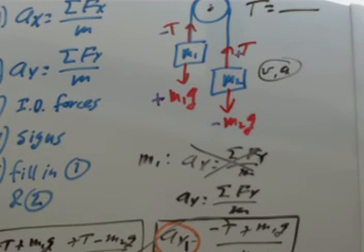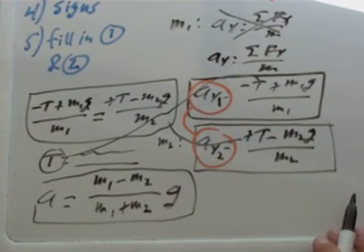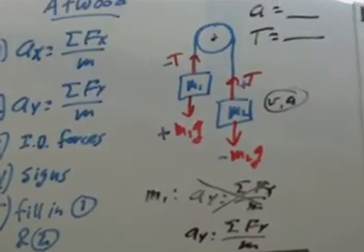So here is one of your answers for you right here at the bottom. A is m1 minus m2 over m1 plus m2 times g. That is the acceleration of the system. The tension also pops up, and that's essentially the solution to the problem.